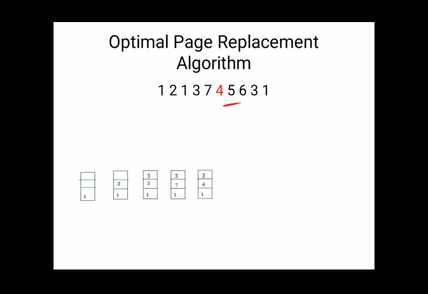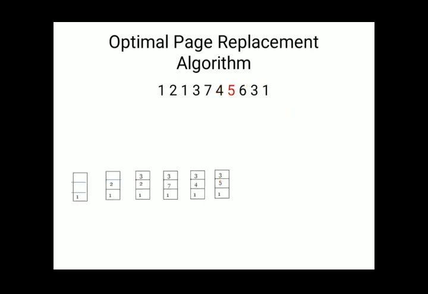So according to this, 3 and 1 will be used in the future, and 4 will not be used in the future. So for 5 we can replace the element 4. That is, the second frame can be replaced with 5. So 5 is to be inserted at this fourth place, in the second frame, right? Until now we have 6 page faults.